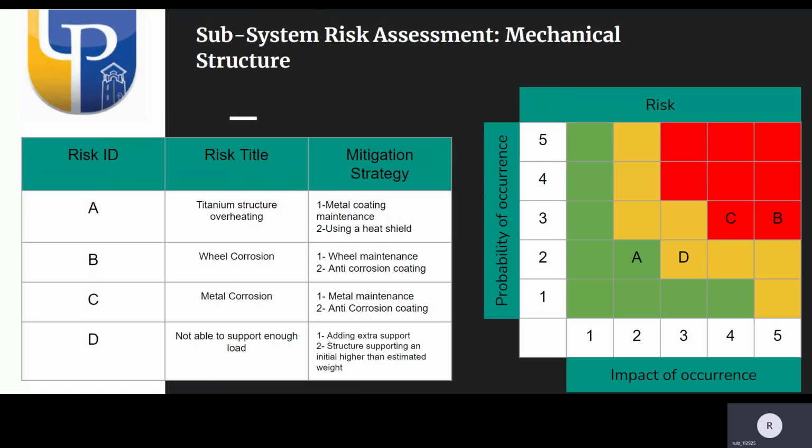And if the titanium structure overheats, which is risk A, some mitigation is metal coating maintenance, as well as using a heat shield for the metal. And for risk D, what if the system is not able to support enough load? Then some mitigation strategies can be adding extra supports or a structure supporting an initial higher than estimated weight. So for example, the estimated weight was 250, but we made it to be able to sustain 280 pounds.